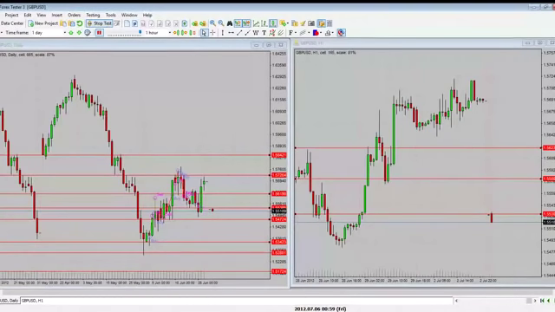So let's give it a whirl. Let's do a sell. Well, what happened? Wrong chart. Okay, so let's give it a whirl here. We'll do a sell order, put it there.